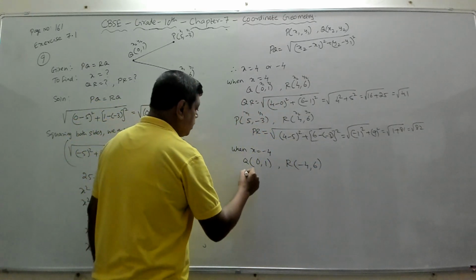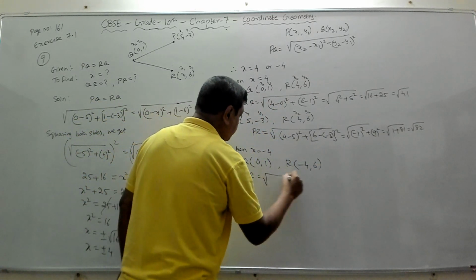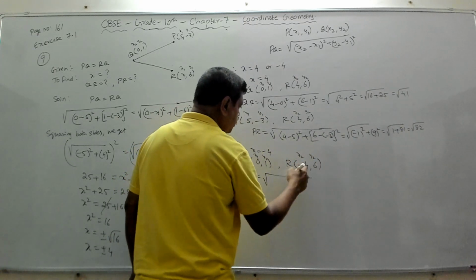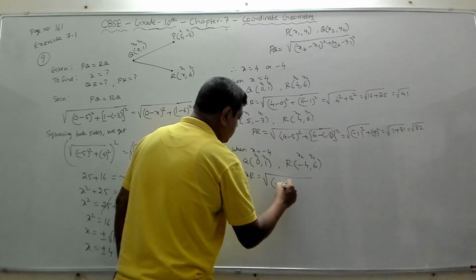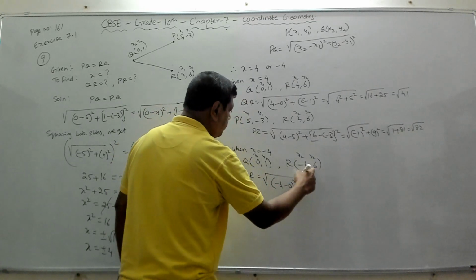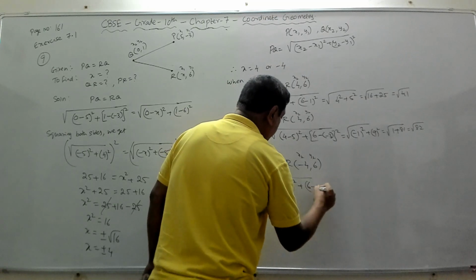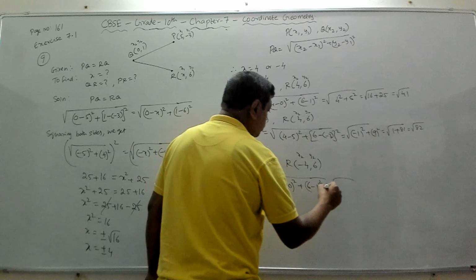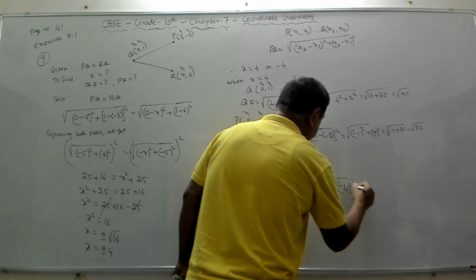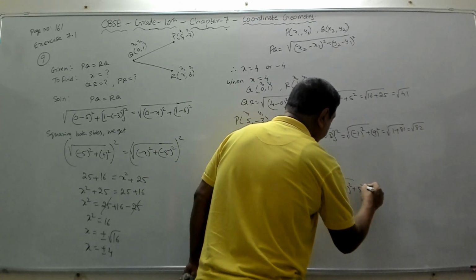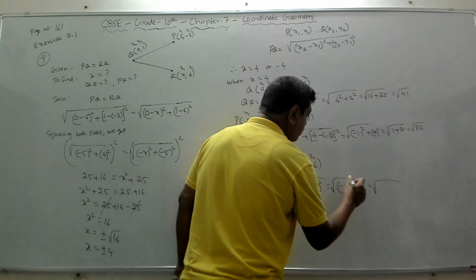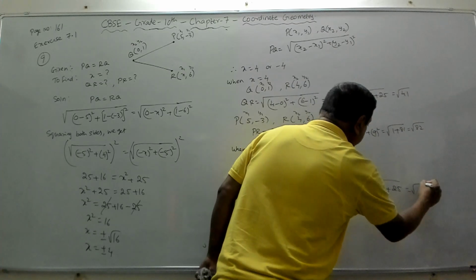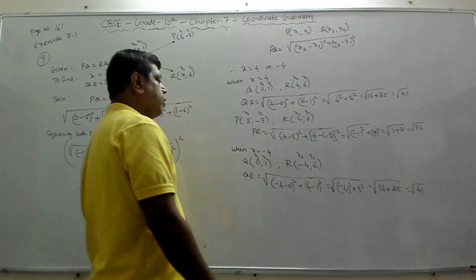Now what is QR? QR will be square root of, if you take this as x1, y1, x2, y2, so x2 minus x1, which is -4 minus 0 the whole square, plus y2 minus y1, 6 minus 1 the whole square. So that is equal to square root of -4 the whole square plus 5 the whole square. That is square root of 16 plus 25, and 16 plus 25 is 41. You will get square root of 41.